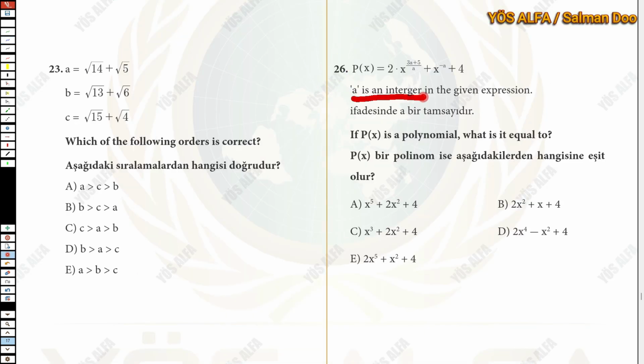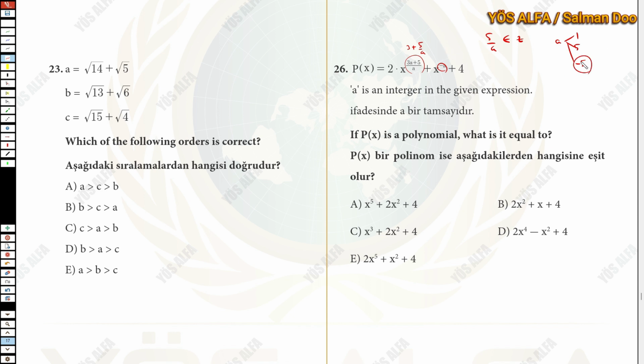26. A is an integer in the given expression. P of x is a polynomial. What is a equal to? So to be a polynomial, first of all, the power of x must be natural numbers. So 3a plus 5 over a can be simplified to 3 plus 5 over a. For this to be a natural number, 5 over a must be an integer. So 5 over a is an integer, so a can be 1 and 5. And it could also be minus 5, and minus a must also be a natural number. So a cannot be a positive number anymore. So that means the only possible choice is a is minus 5.